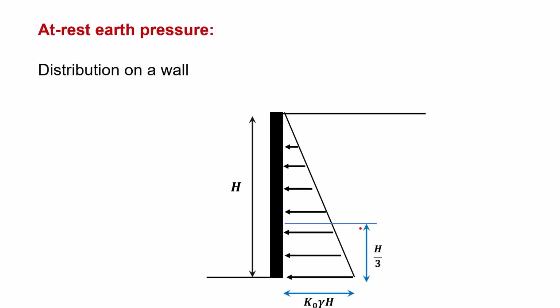As shown in the diagram on this slide, the at-rest lateral pressure distribution is triangular, with the maximum stress occurring at the base of the wall. The magnitude of this stress is given by K0 times gamma times H, where gamma is the unit weight of the soil and H is the height of the wall. The resultant force from this triangular distribution acts at 1/3 of the wall height from the base.